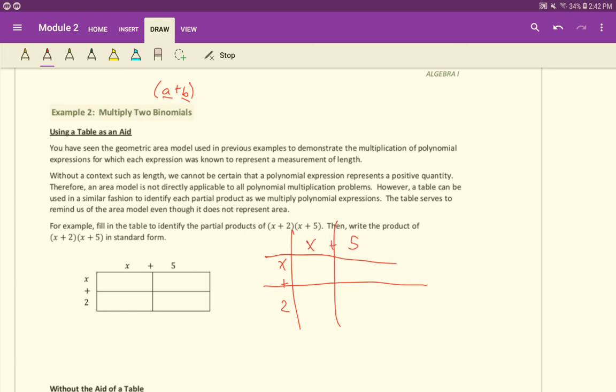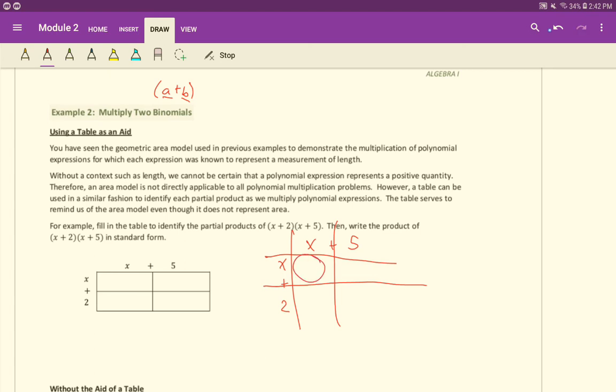And you'll notice I'm drawing the lines for my chart here through the plus signs, right? Through the plus sign here, through the plus sign here, and then also a line here to separate and a line here to separate as well. Okay, and then we just write the product of this.